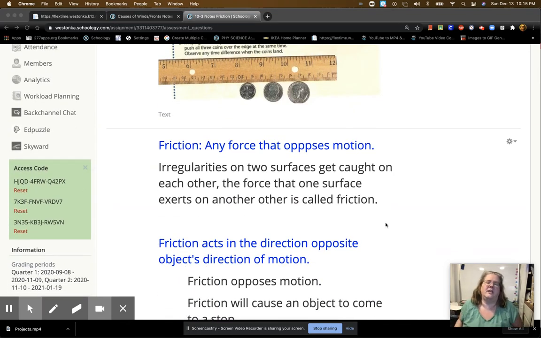So friction is any force that opposes motion. Irregularities on two surfaces get caught on each other, and the force that one surface exerts on the other is called friction. So when you rub your hands together, you will experience friction. Your hands will warm up. The byproduct of that energy is heat. You have fingerprints because that causes an irregular surface so that we don't drop things when we go to pick them up.